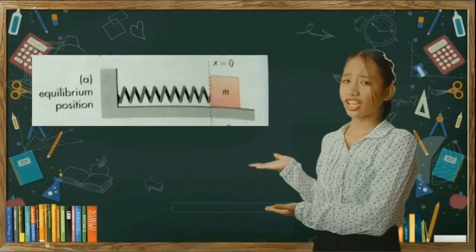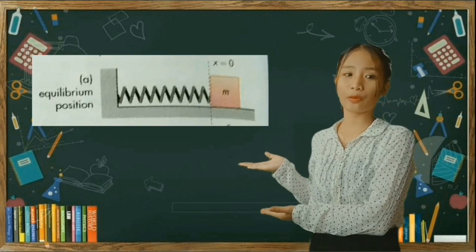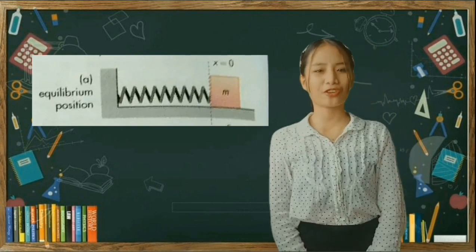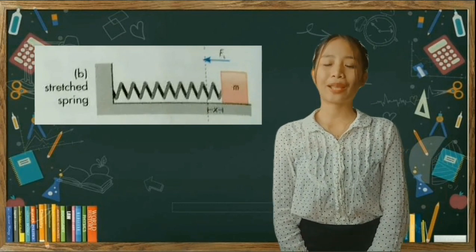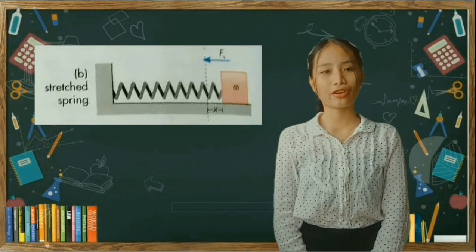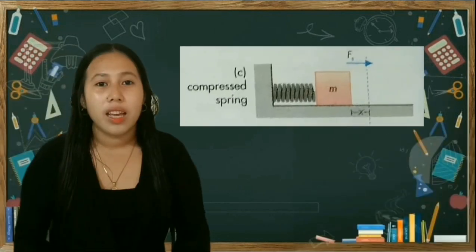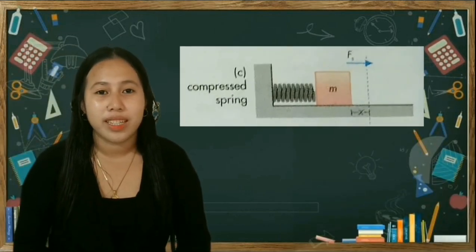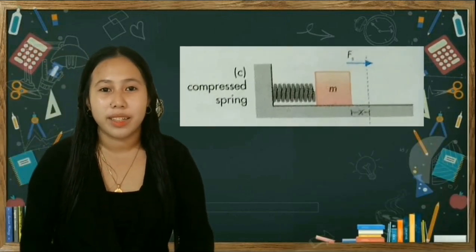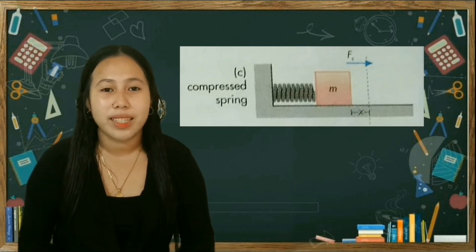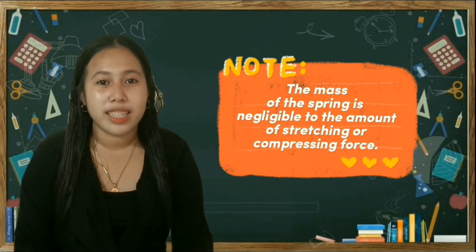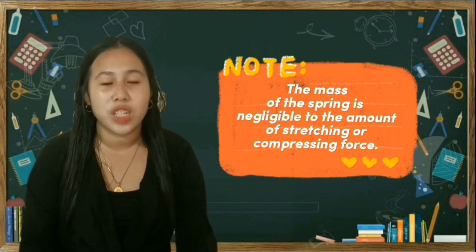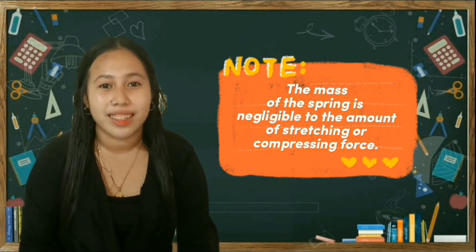And this figure right here shows that at equilibrium position, the spring offers no restoring force. If the spring is stretched, the displacement is positive and the restoring force is negative. If the spring is compressed, the displacement is negative, but the restoring force is positive. Note that the mass of the spring is negligible to the amount of stretching or compressing force.